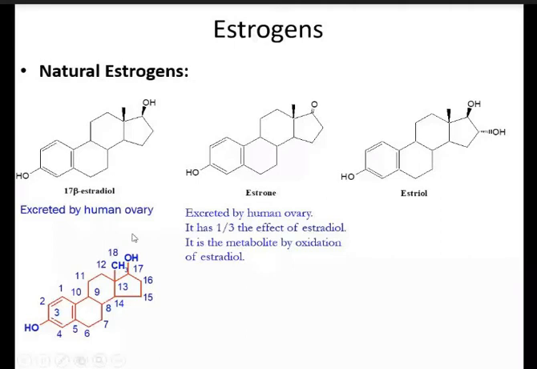So this is there, and then these 3 forms are found in the female. Estradiol is the main physiological active compound. There is estrone and there is estriol. Estriol is excretory. Mostly this female sex hormone is excreted in this form, estriol, in the urine.